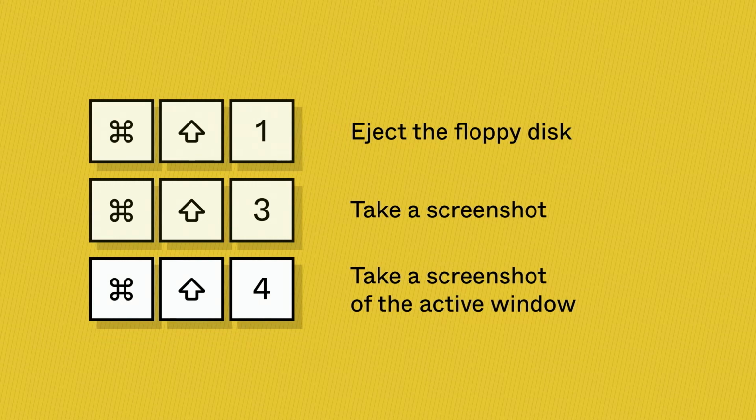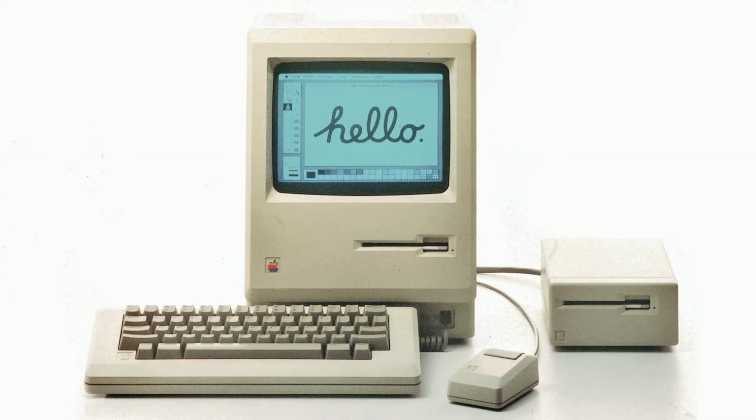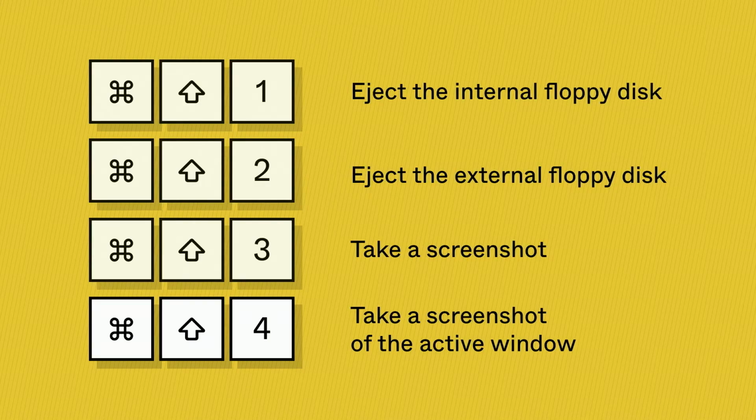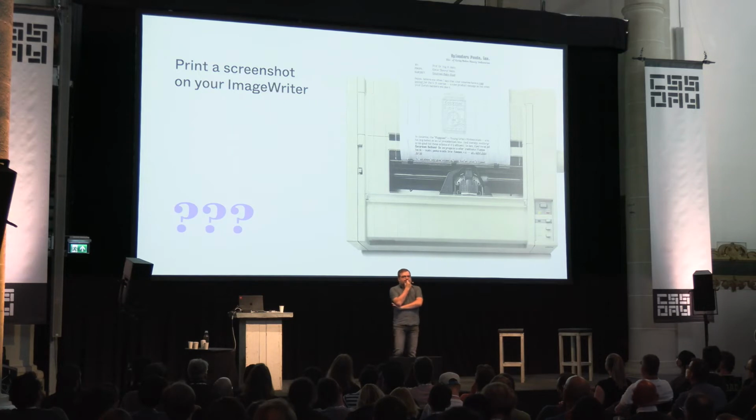Well, you might ask, where's 2? You could buy a second floppy drive, right? So none of this is relevant anymore. But of course, we have to keep Command-Shift-3 and Command-Shift-4 today, and the rest is free to use. Extra, and I would be really impressed if somebody knows this, but maybe somebody does. How do you take a screenshot and put it on your ImageWriter from 1984?